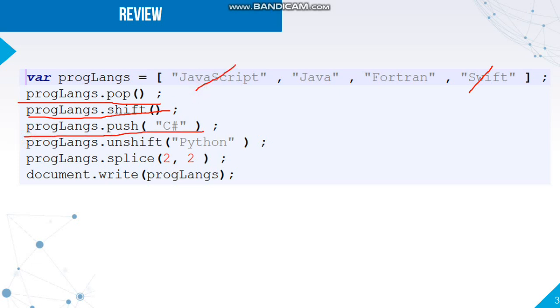Push allows you to add an element on our array. In this case, we're going to add C# at the end of our elements. And we also have here unshift, which allows you to add an element at the beginning of our array. So in this case, we're going to add Python as our first element. Now we also have here splice.